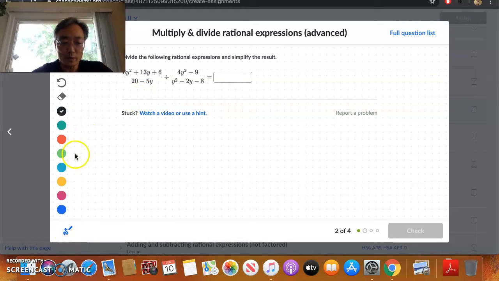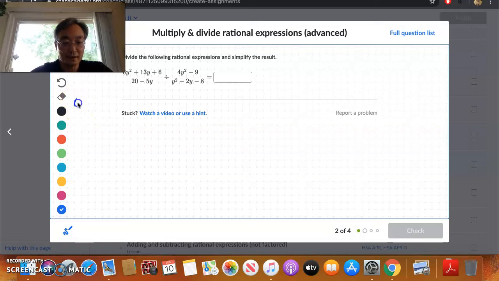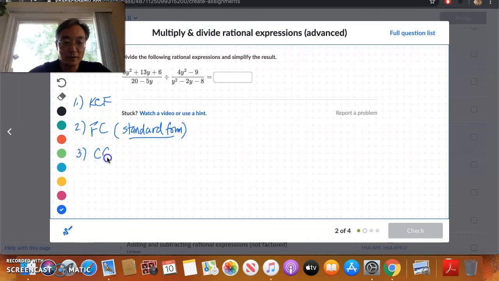So again, we're going to start with the same thing, right? The steps, which were, of course, 1, keep, change, flip if it's a division, right? 2, factor completely, and then 3. And what we're going to do is make sure when we factor completely, we also put everything in standard form. Okay, also we'll add that part, and then of course I'll cross cancel and then multiply across. Okay, everything else is the same. So we just added: make sure everything is in standard form when you're doing the factoring.